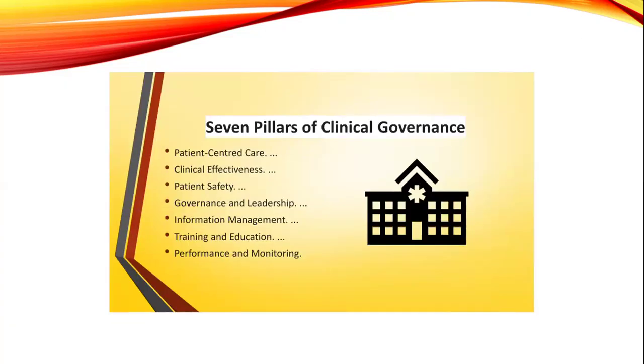You need to know about the 7 pillars of the clinical governance. It's important in case of any incident, any accident, or any near miss or missed event. So you need to know about the patient-centered care, clinical effectiveness, patient safety, governance and leadership, information management, training and education, and performance and monitoring, which includes the protocols and the audit cycle.